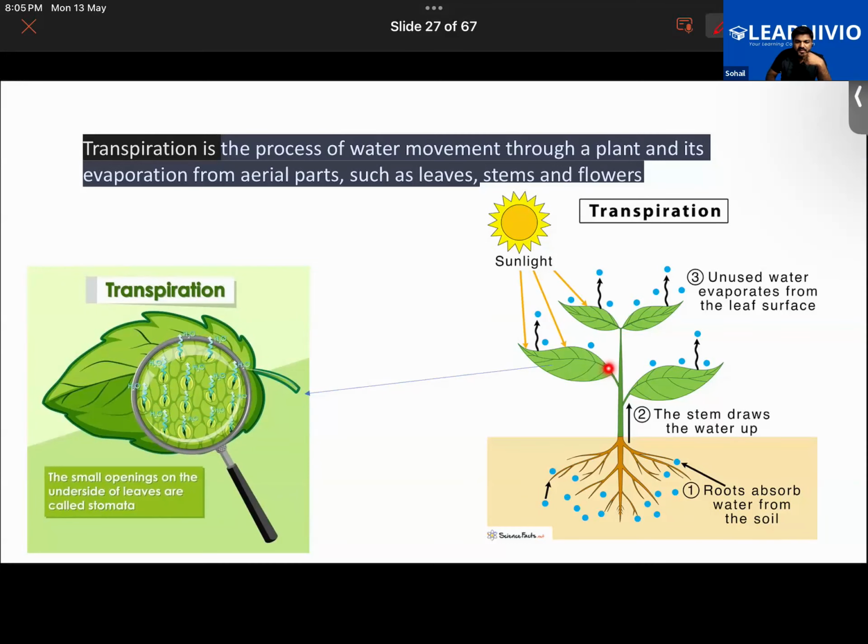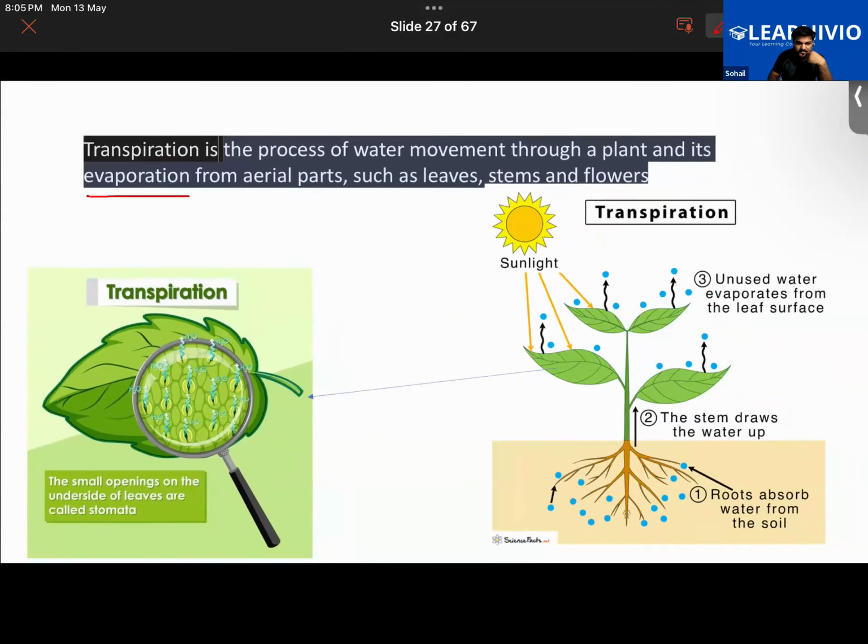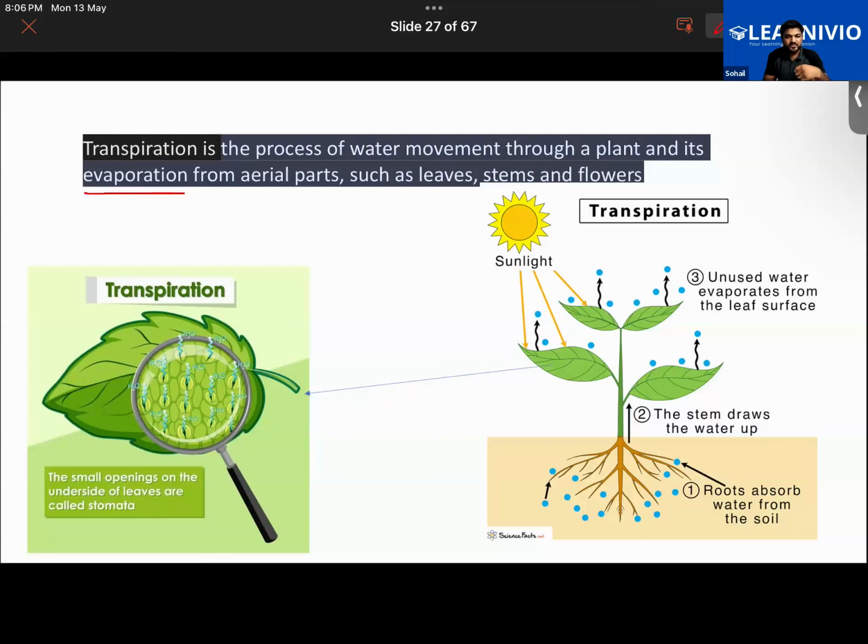Okay, sir. And then what is happening here? It is also said that transpiration is a process of water movement through a plant and its evaporation. It's said as evaporation also, no? The term evaporation has also been used here. So due to the presence of sunlight, water will be lost from this in the form of water vapor.